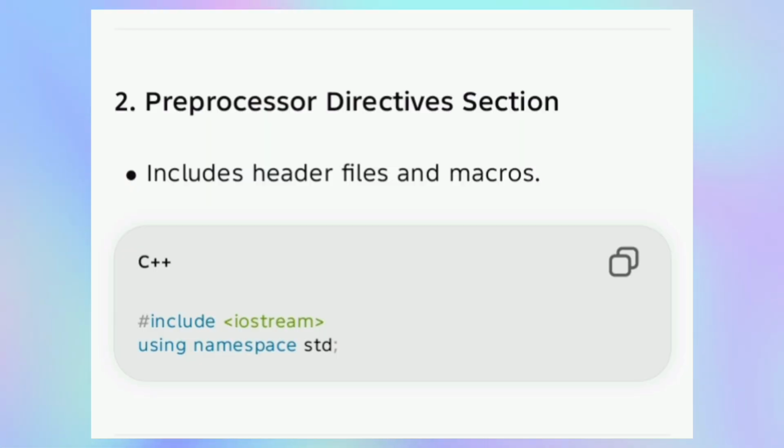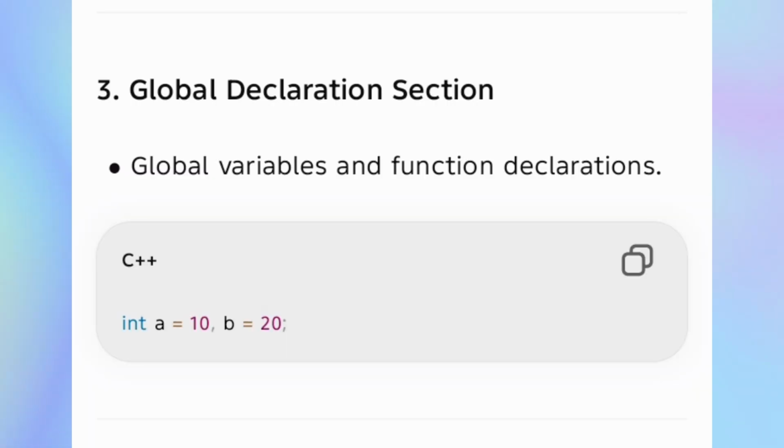The second one is the preprocessor directive section. It includes the header files and the macros. These are the header files, along with the using namespace statement like std. There are many preprocessor directives, nearly 32 directives.